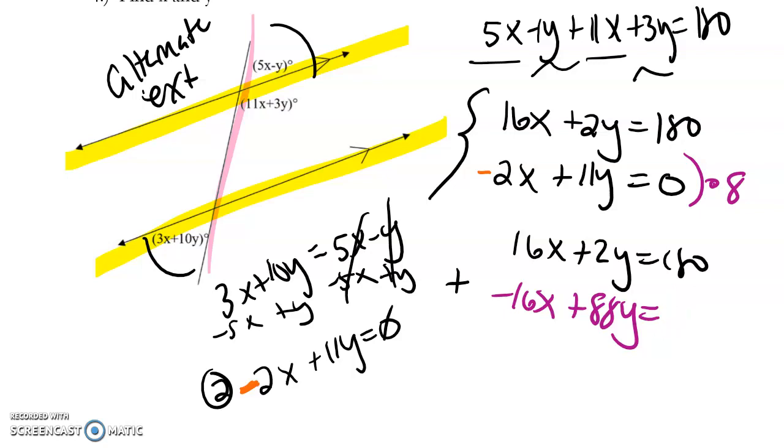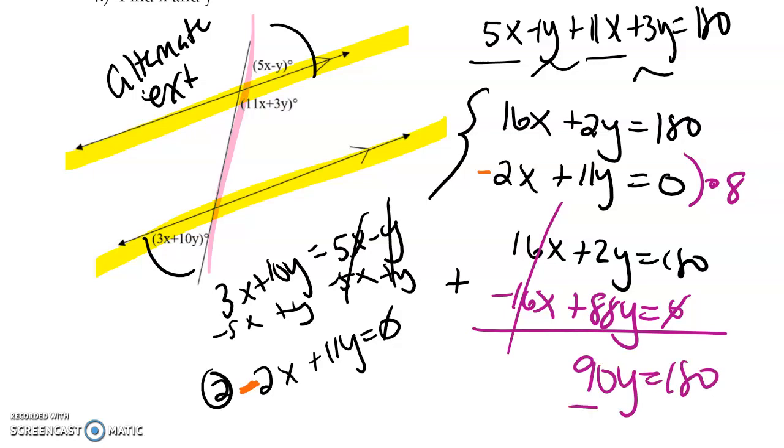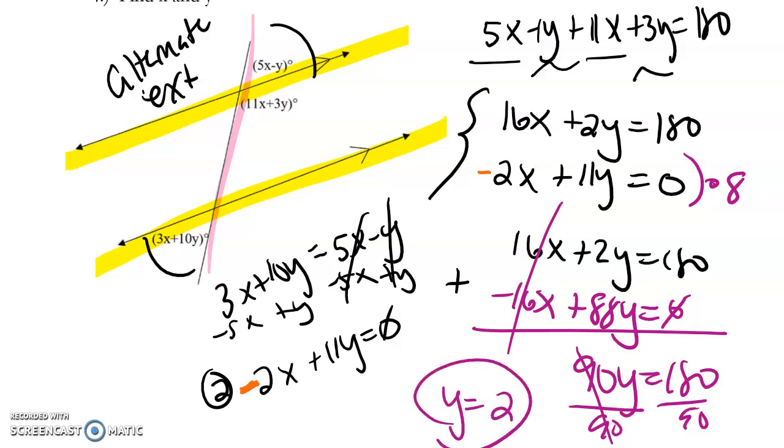Rewrite that a little bit nicer. And then when you add, the x's all go away, it looks like we're going to have 90y is equal to 180. Divide by 90, divide by 90, and y is equal to 2.